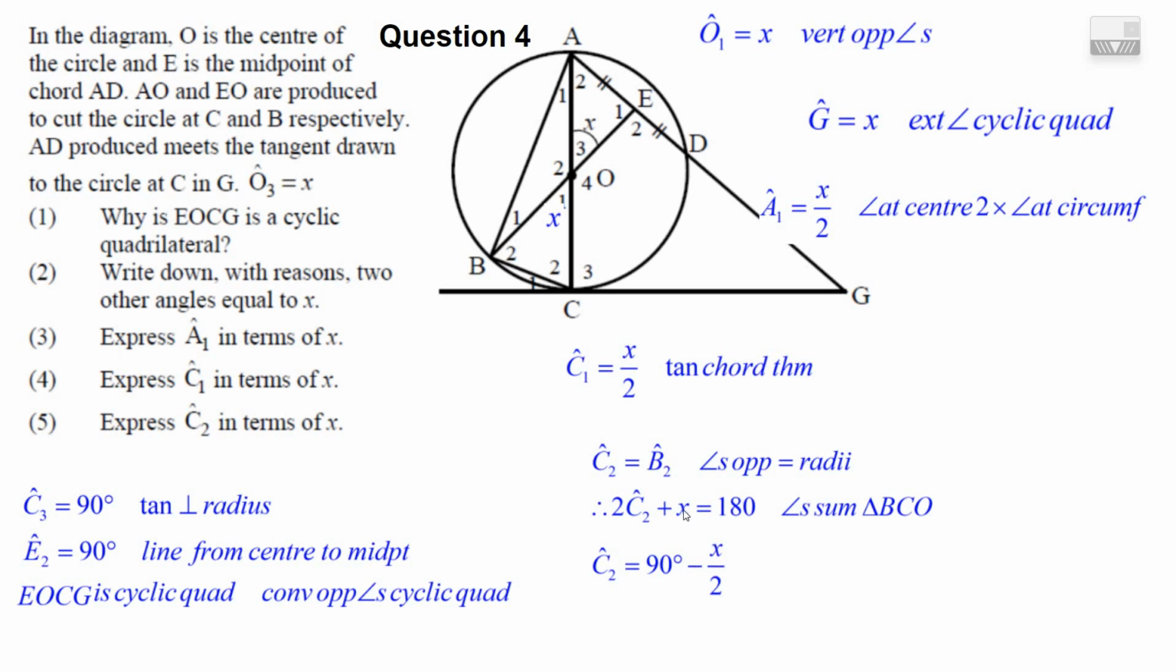See, we divided by 2. I subtracted X and divided them both by 2, put the positive thing first, and there I've got C2 in terms of X. All done.